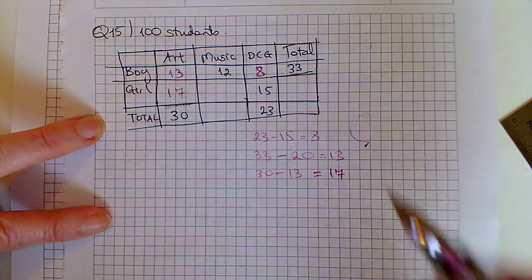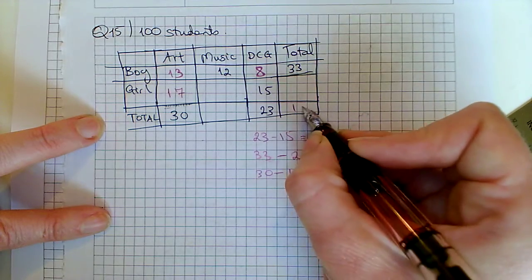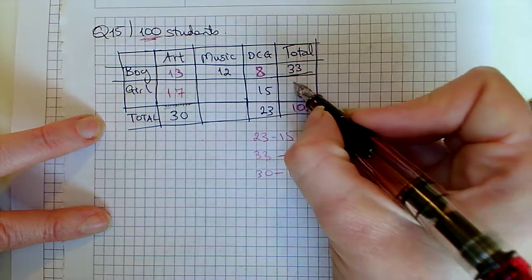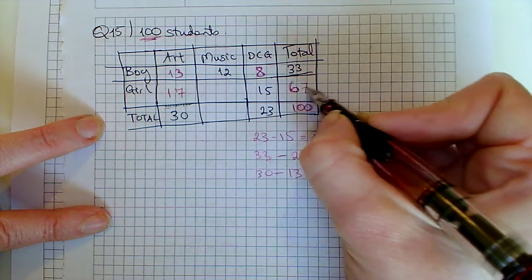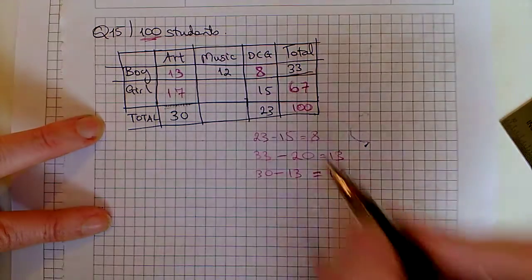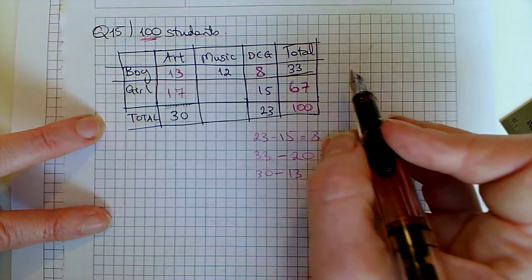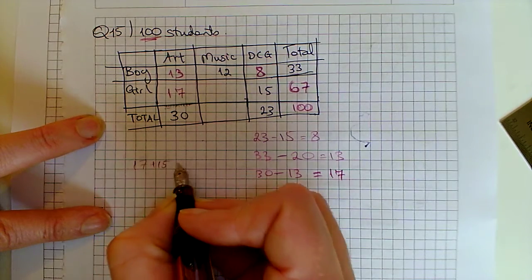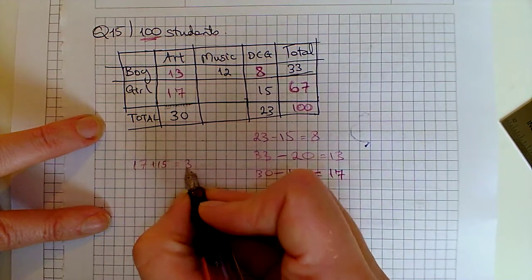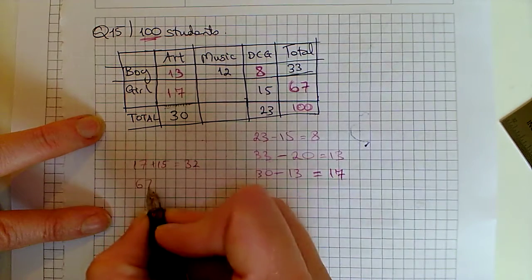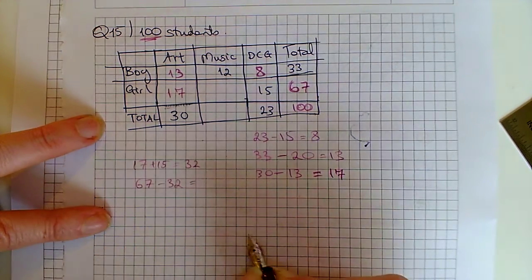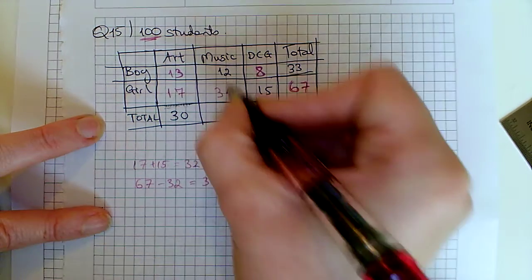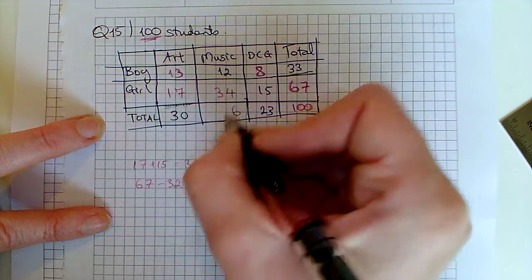Well, my totals I know add up to 100, because the question told me there was 100 students. So if there are 33 boys, there must be 67 girls. Okay, and then I've got one gap here, and we can say that 17 plus 15 is 32, and we take that from 67. 67 minus 32 gives me 34. So 34 girls studying music, and we add those together, 46.